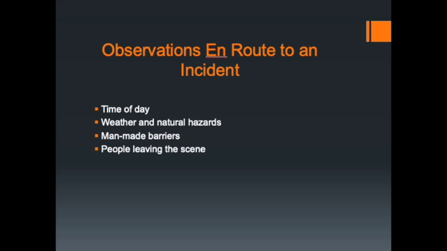A few other observations en route to the incident. Think about the time of day, the weather, or natural hazards. For example, in the summertime we're experiencing a thunderstorm that had lightning associated with it. Were there any types of man-made barriers? Was there a car in the driveway that was blocking access? A couch or a chair pushed up against the door? Just a few things to really think about. Maybe there were people leaving the scene, or people on the scene acting out of the ordinary? These are all important observations that you may need to pass along to somebody else.